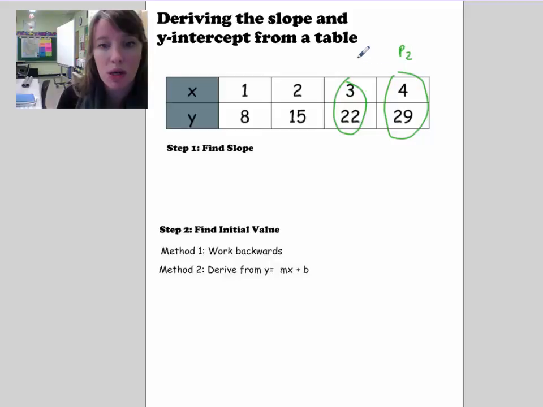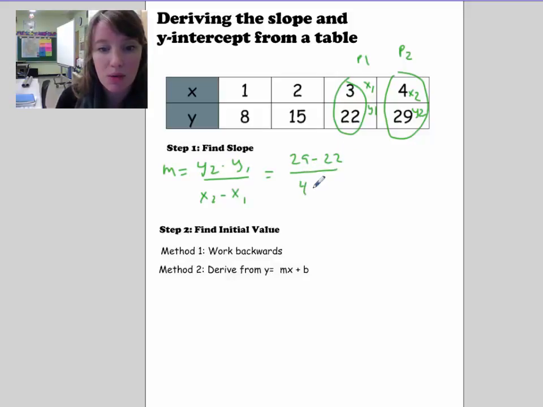So P2, P1. That makes this x2 and y2 and x1 and y1. Okay, so my slope formula is y2 minus y1 over x2 minus x1, which is 29 minus 22 over 4 minus 3. That's a 3 there. Oops. So it's 7 over 1, which is 7. So my slope is equal to 7.